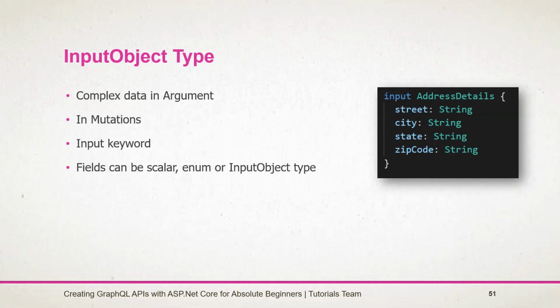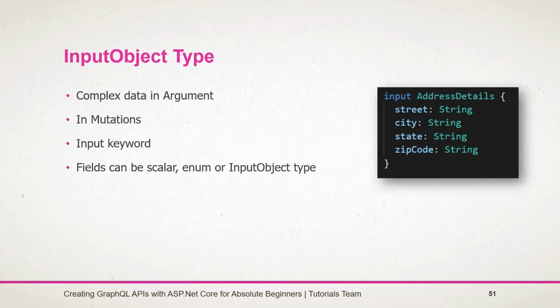Input object. In most situations, we are passing a scalar type in the argument, such as a string, numeric, or an integer value. But in certain cases, we need to pass more complex data, like the entire object. But we cannot pass the normal object type in an argument. Instead, we need to use the input object type.